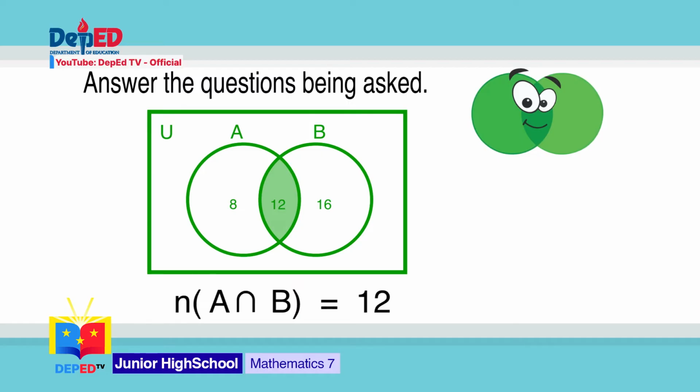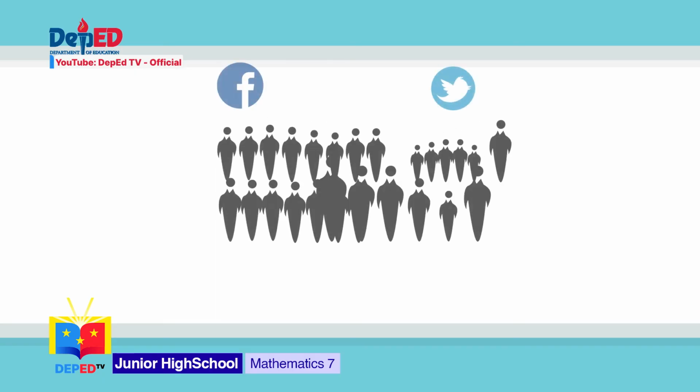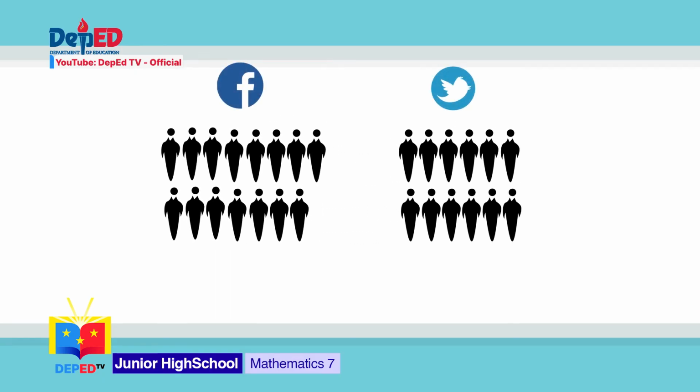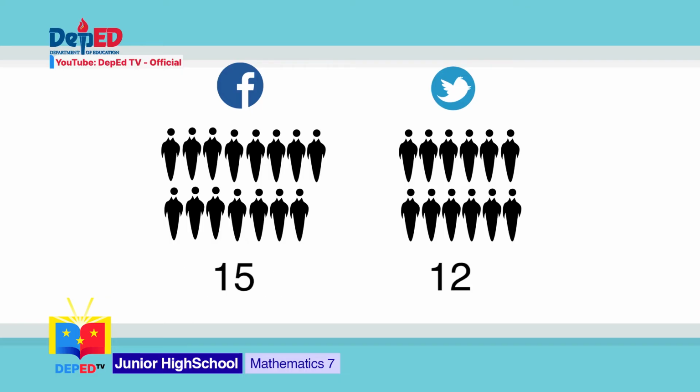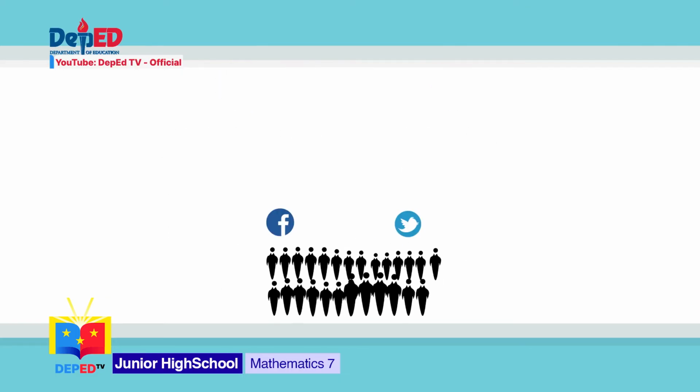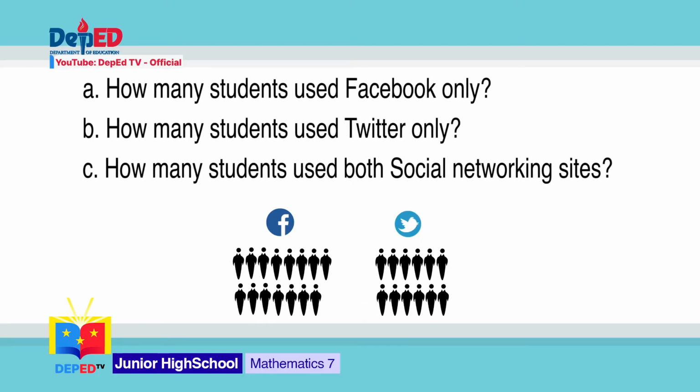Let us now have another example. A group of high school students were asked whether they use either of the two social media networking sites, FB or Twitter, or they used both. Out of the students, 15 used Facebook and 12 used Twitter. Questions. How many students used Facebook only? How many students used Twitter only? And how many used both of these social media networking sites?